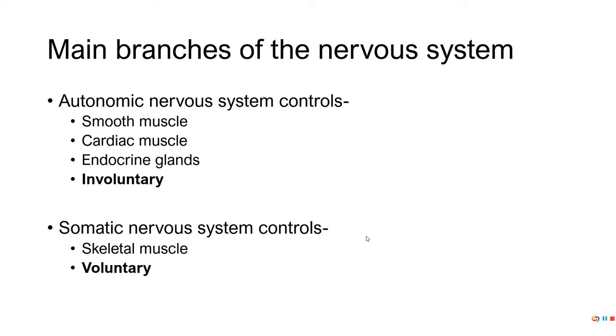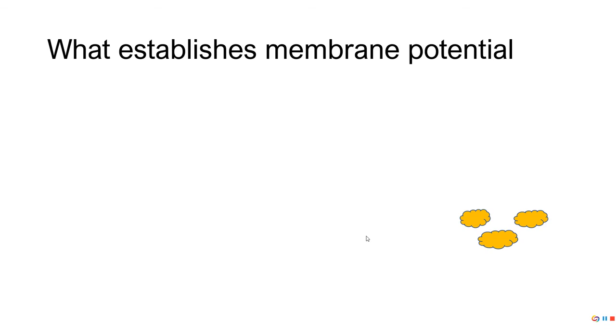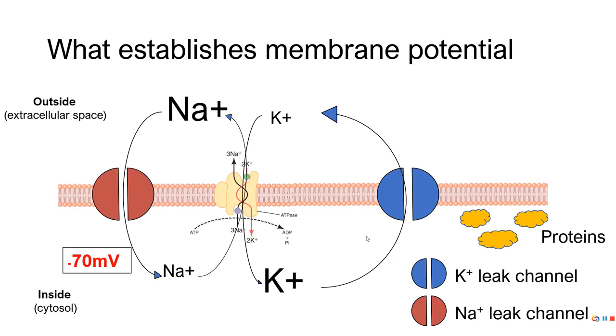Okay, now in order for things to happen inside of a cell, we have to change membrane potential. Okay, and so there's a bunch of things that establish membrane potential. All right, and so there are actually 4 primary things. So we've got proteins. Proteins are negatively charged, and so they make membrane potential more negative. Okay, that's a negative sign.